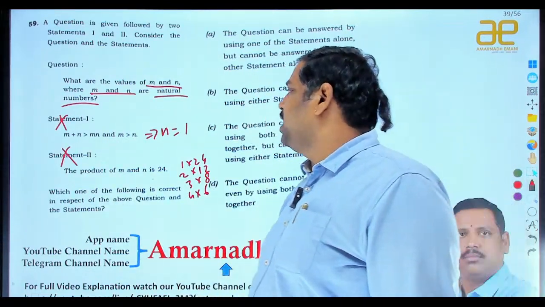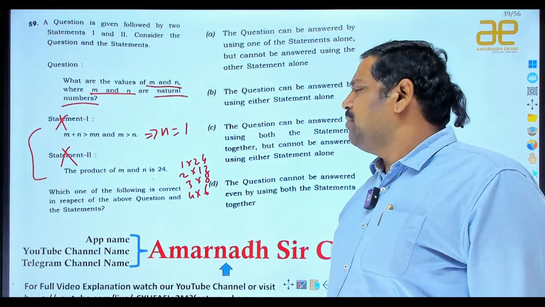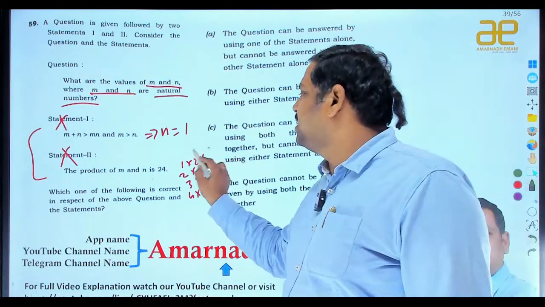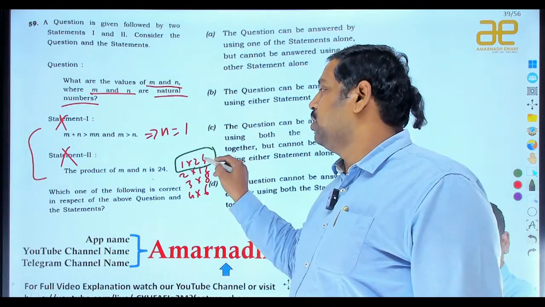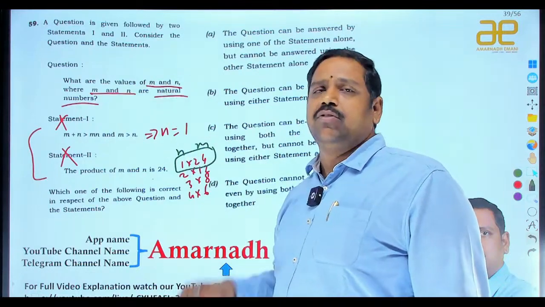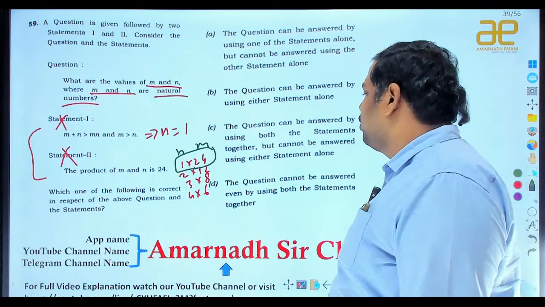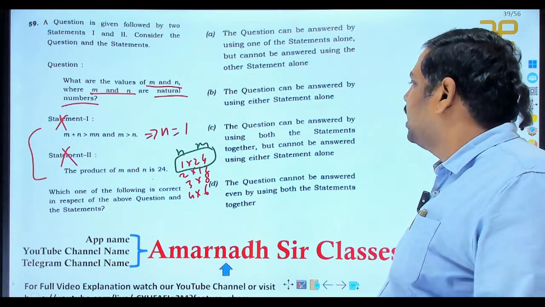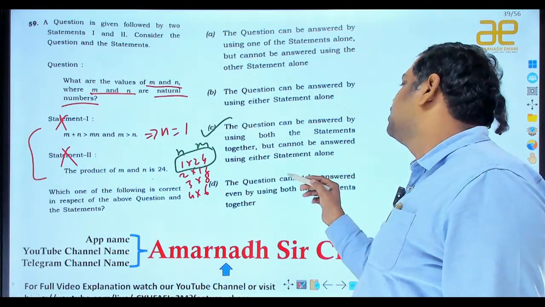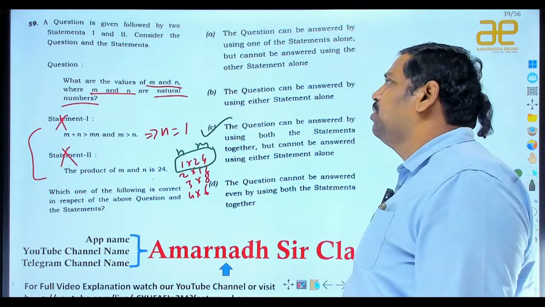But if individually they are not sufficient, go with the combination. If I go with the combination, n is 1 now. If n is 1, it means one number is 1, and this is the only possibility if I take both. So n value is 1, m value is 24. That's what the question asks, right? It is possible when you use both. That means the question can be answered using both the statements together, but cannot be answered using either statement alone. So what's the answer here? It is C. Let's go for the next beautiful one.